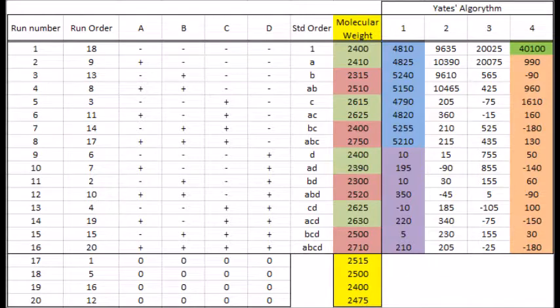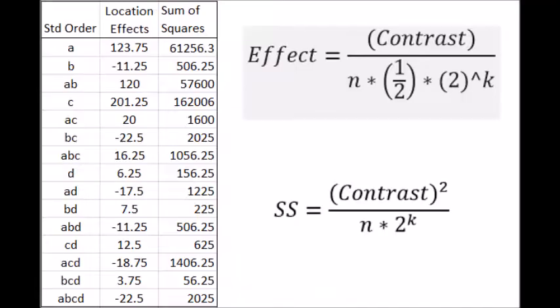The process continues until you complete as many columns as factors you have. In this case, 4 columns were needed. In the final column, the first number is the sum of all the data, and all the other numbers are known as contrast. Once you have the contrast, the next step is to calculate the location effects and the sum of squares of each factor, using the formulas shown.